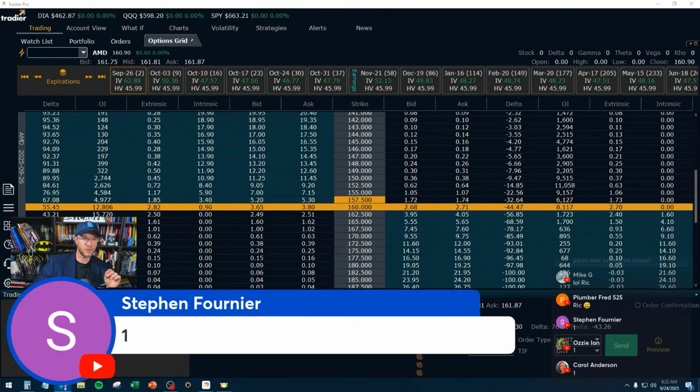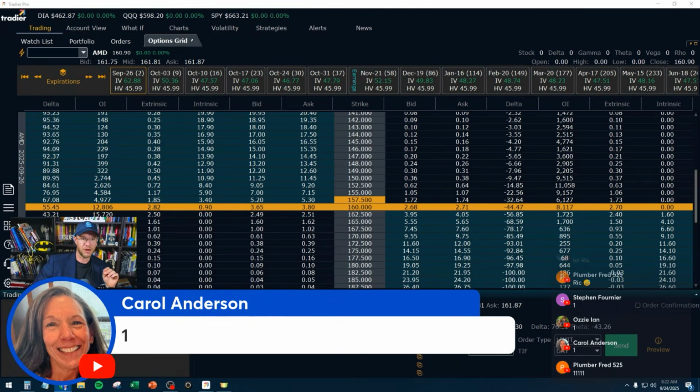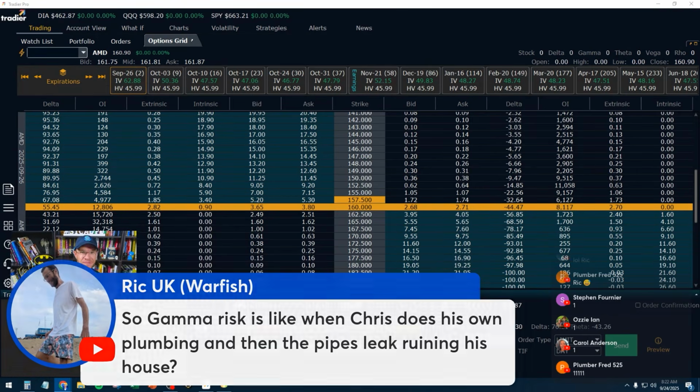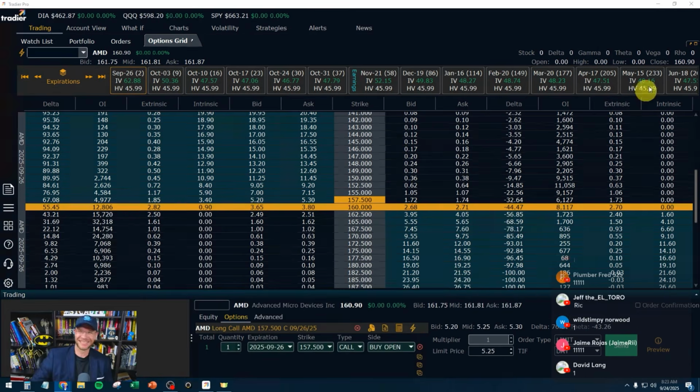So if that makes sense, type a number 1 like Steven and Ozzy, Ian, and Carol have done in the chat, and Plumber Fred. Look at this. We're getting such deep theory over here. I'm so proud of you guys. Yeah, gamma risk is like when Chris does plumbing at his own house. Yeah, exactly. That is a huge gamma risk.